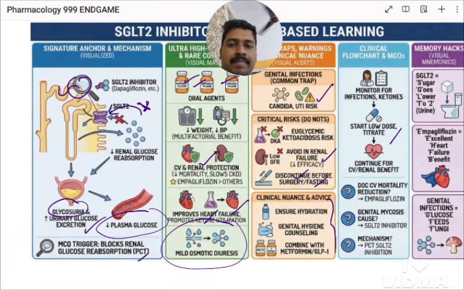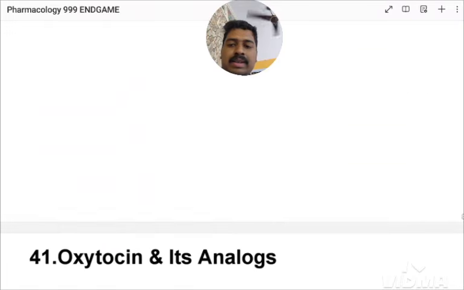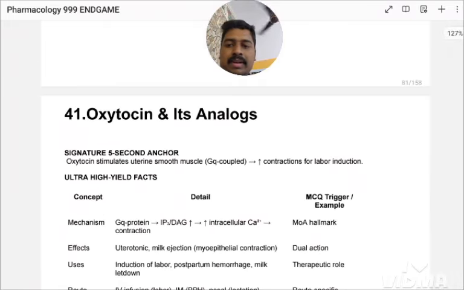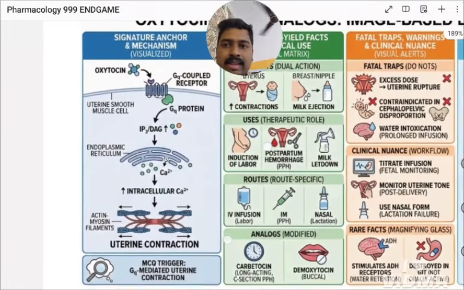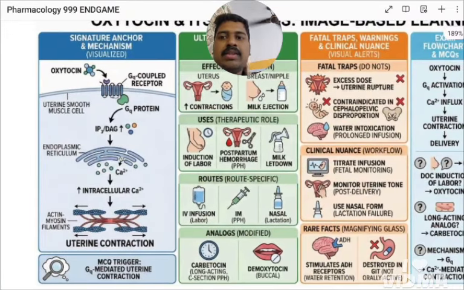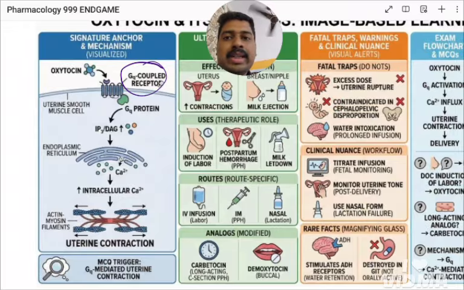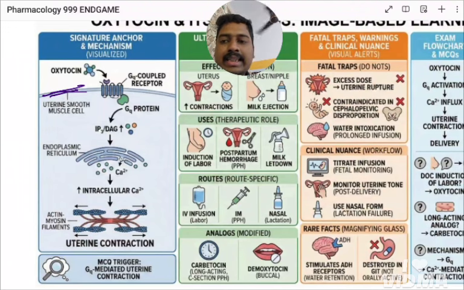Yes, very good. Yes, we'll move on to the next topic, that is oxytocin. Okay, so oxytocin is a hormone which is secreted by the posterior part of the pituitary, which acts on a Gq coupled receptor, okay. Basically, it is a GPCR. It acts on the uterine smooth muscles, and then it increases IP3-DAG. So it acts via the IP3-DAG pathway. It increases release of intracellular calcium, and then it causes uterine contraction.